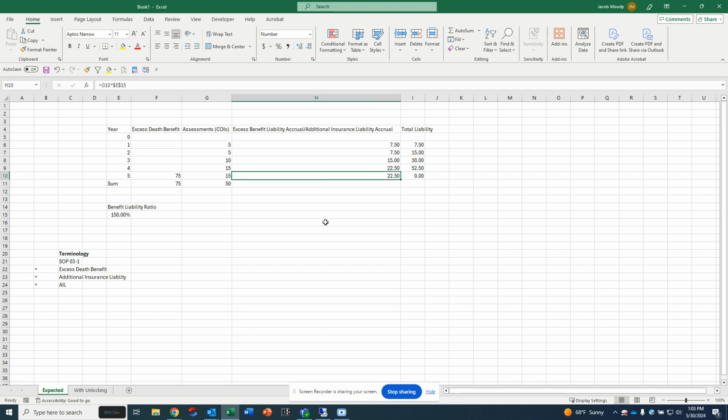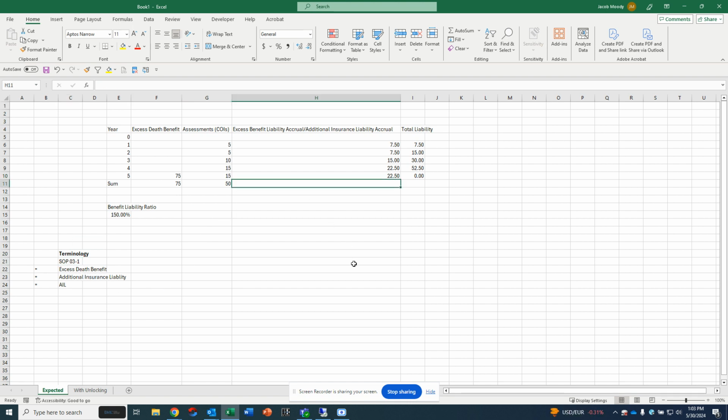And then at year five, I get 22.5 more from this 15, but I get to release my AL because that is also the time where I pay the excess death benefit. Now you may be saying, wow, this sure looks like a sales inducement liability on the same calculation. And yes, it is. It sure is. And that's why it all falls into the SOP 03-1.